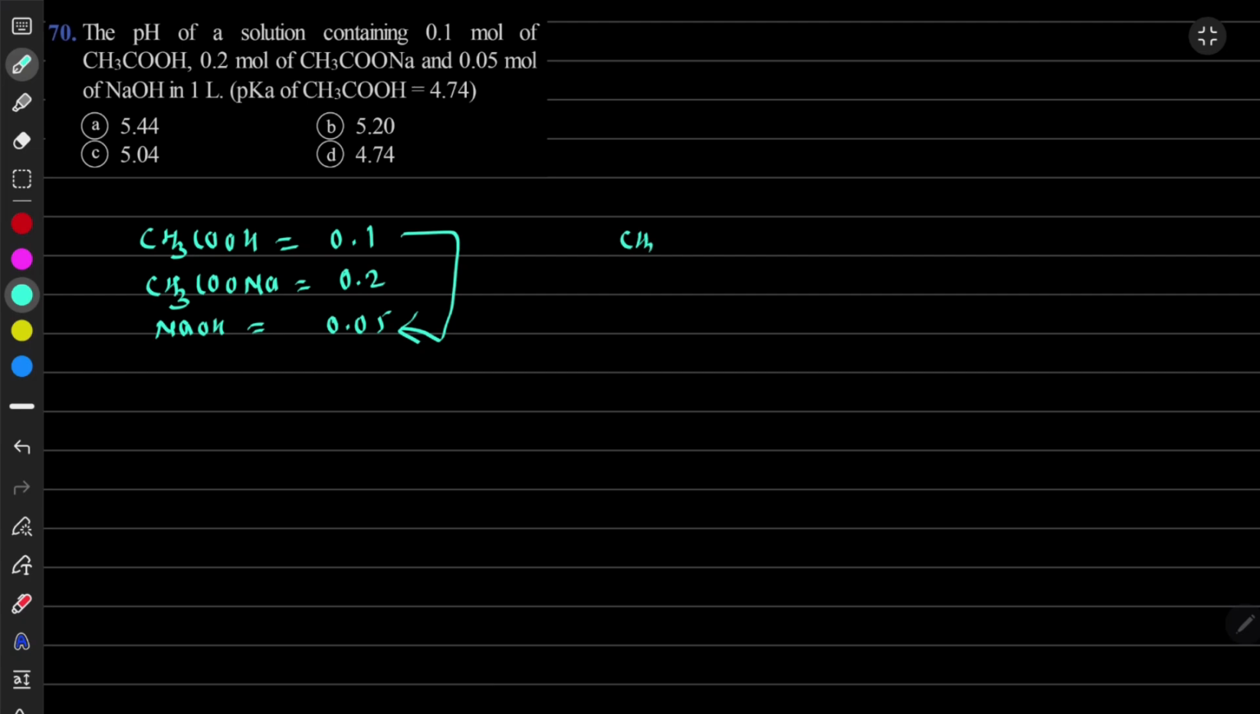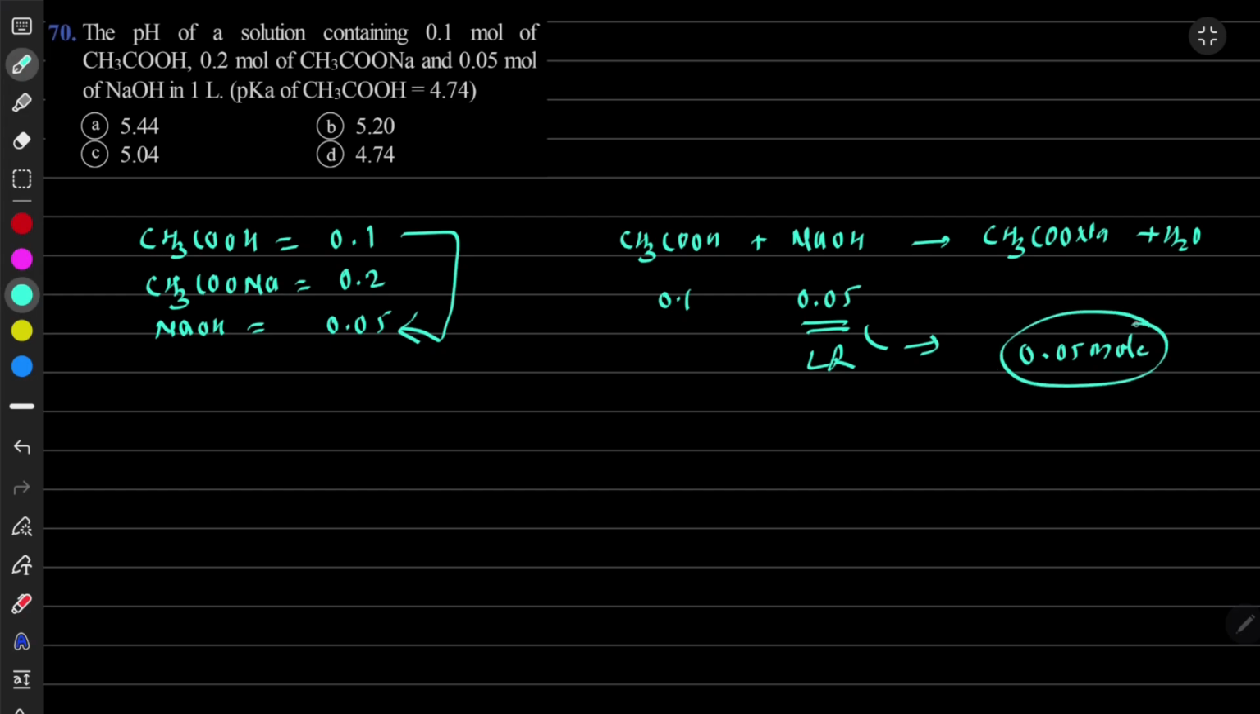So in the neutralization reaction, CH3COOH plus NaOH gives CH3COONa plus H2O. This is given as 0.1 mole and this is 0.05. So this is the limiting reagent. This will be the limiting reagent, and according to it sodium acetate will be formed. How much will be formed? According to the limiting reagent, 0.05 mole is formed. How much will be subtracted from this? 0.05. How much is left? 0.05. So acetic acid left over will be 0.05 and sodium acetate formed will be 0.05 mole.